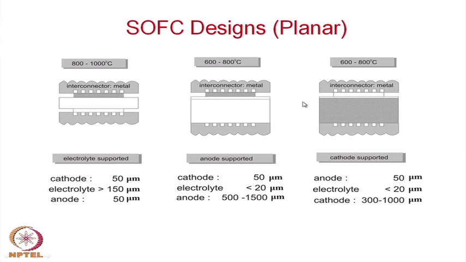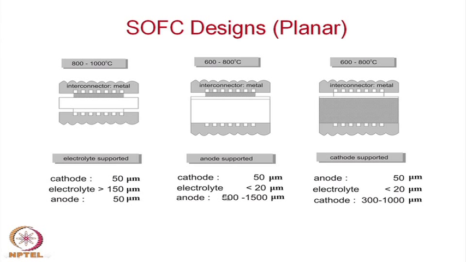Here it is cathode supported. So, just the reverse of that, this thicker area is cathode, once again a very thin layer is the electrolyte, and on top of that the anode is there. The dimensions are given here: the cathode is about 50 micron here, the electrolyte is more than 150 micron, earlier we have seen more than 200 micron. So, it varies between 150 to 200 micron.